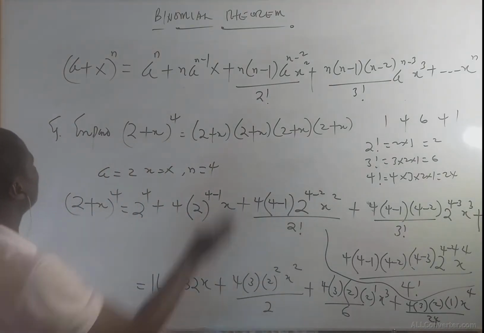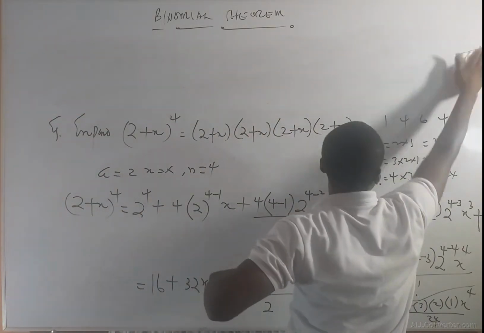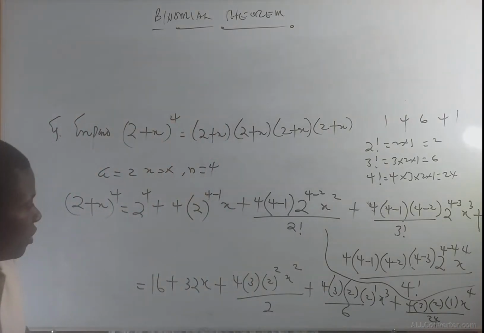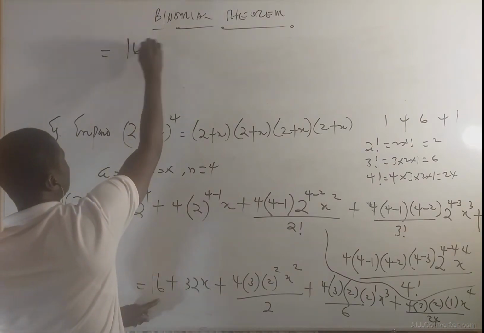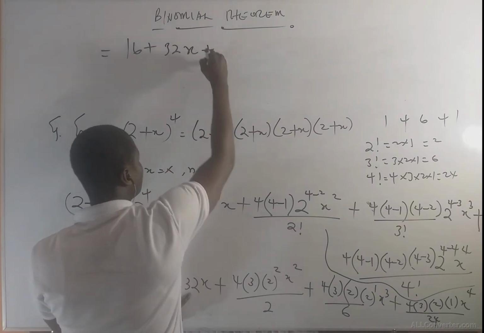So let me get the formula off. If you want to learn how to write the formula, you can get your book, you can get your pen, take the video back and check the formula and try to memorize it. So in simplifying, here we have the 16 here, plus here we have our 32x here.